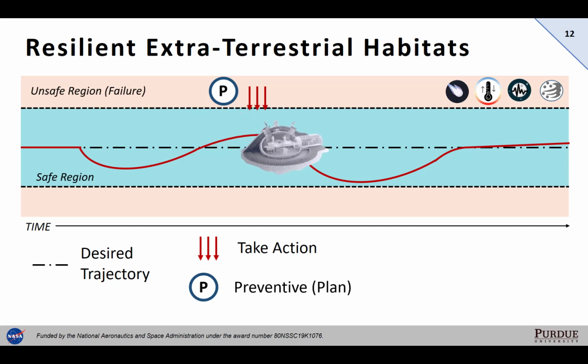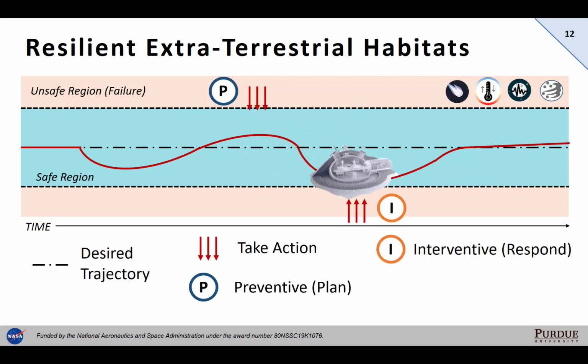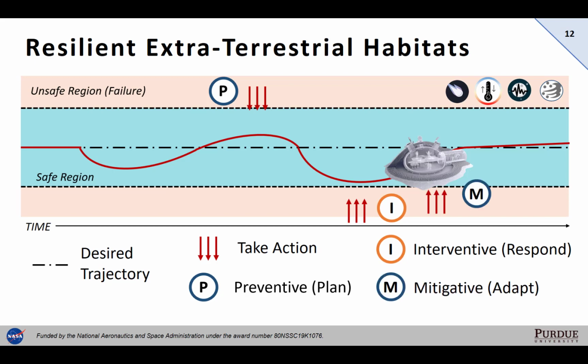What happens when you get a little bit too close to the unsafe region? You will then need an interventive action. You respond to the threat. You might call on the robots for help, or your system will deploy other resources and bounce back to a safer point. And maybe your system will not be the same, but you planned ahead of time to have mitigative actions that adapt to the new normal and restore the ideal functionalities.